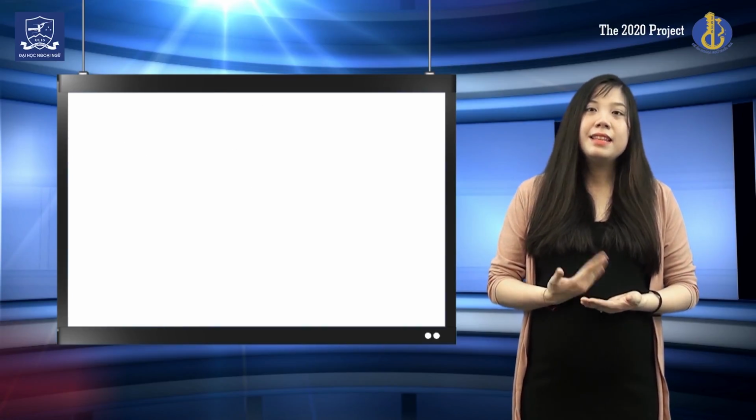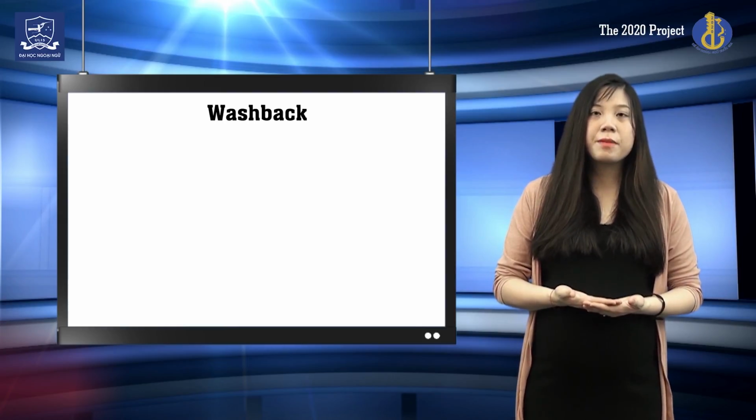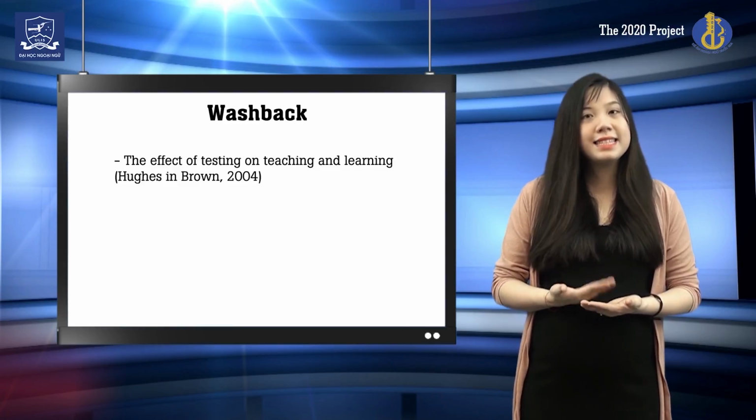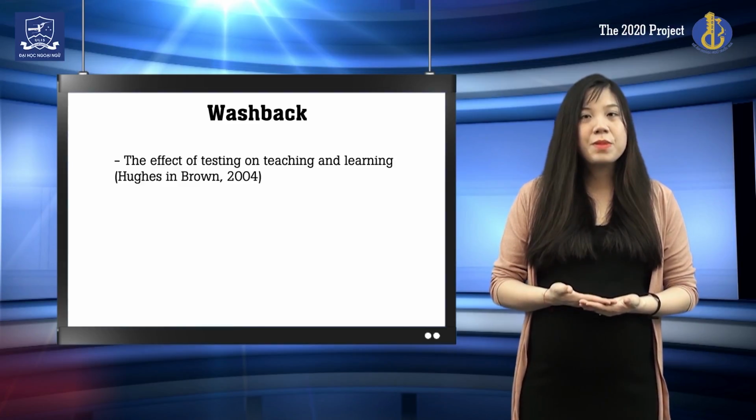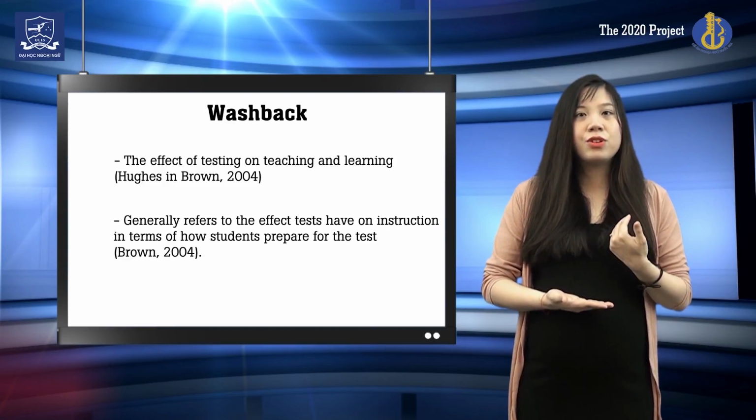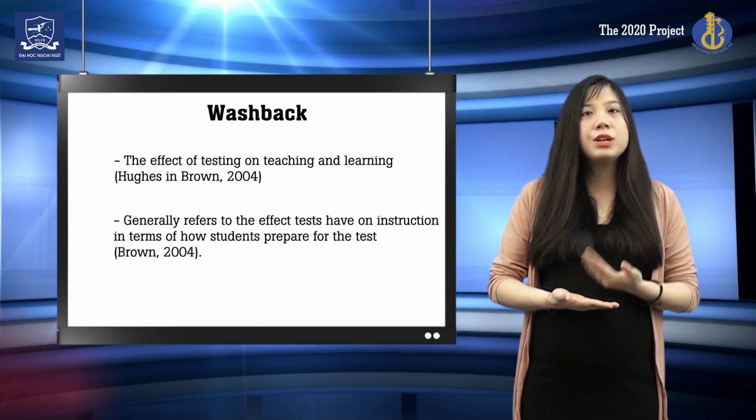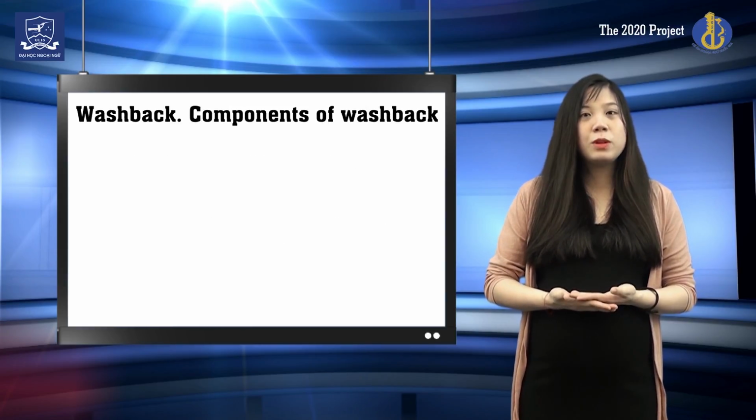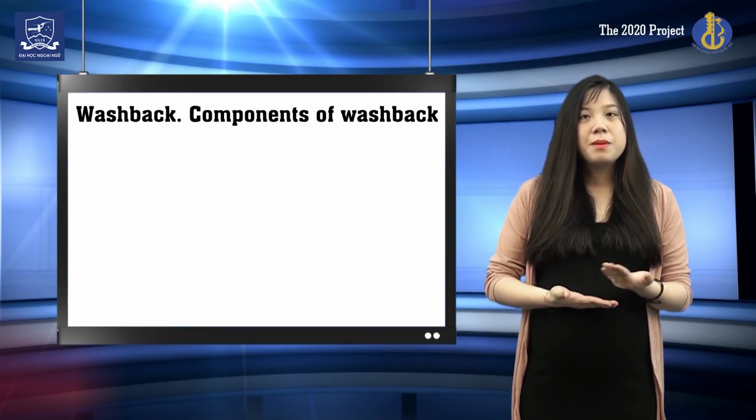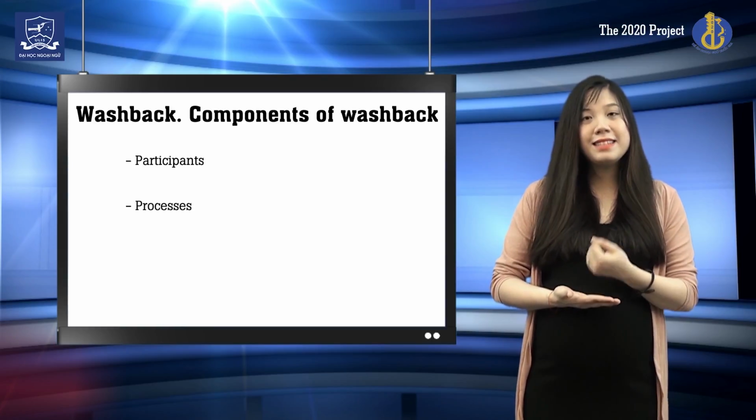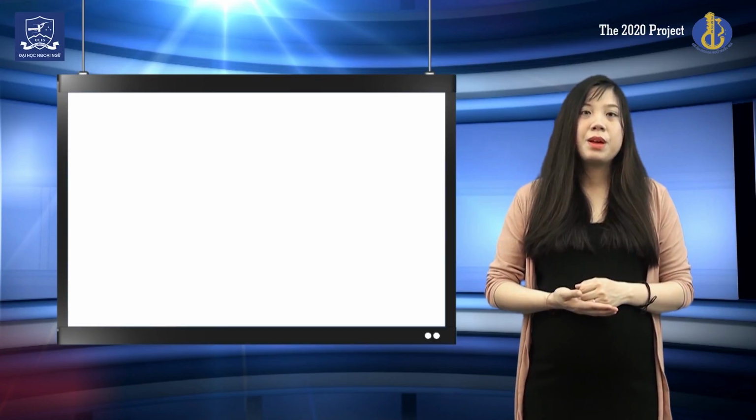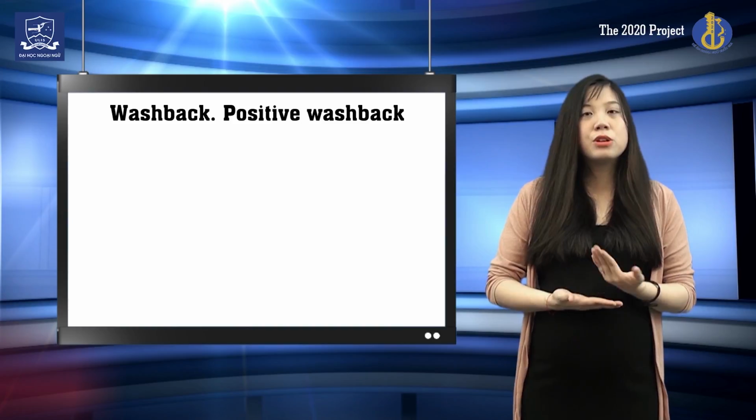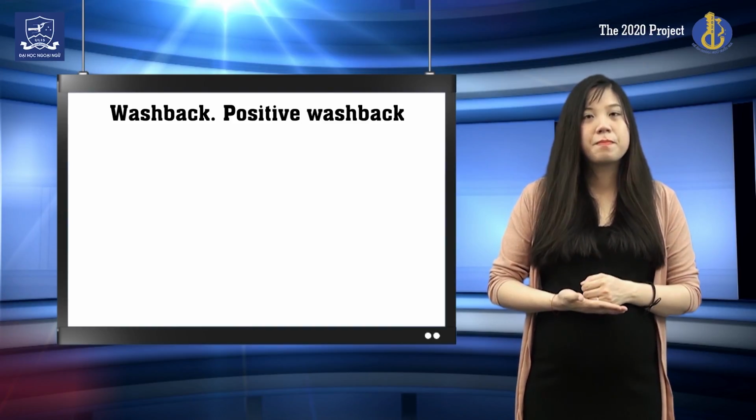Last but not least, the fifth principle is washback, which is referred to as the effect of testing on teaching and learning, or the effect tests have on instruction in terms of how students prepare for the test. There are three components in washback, which are participants, processes, and products. Regarding washback, there are two types, namely positive and negative washback.